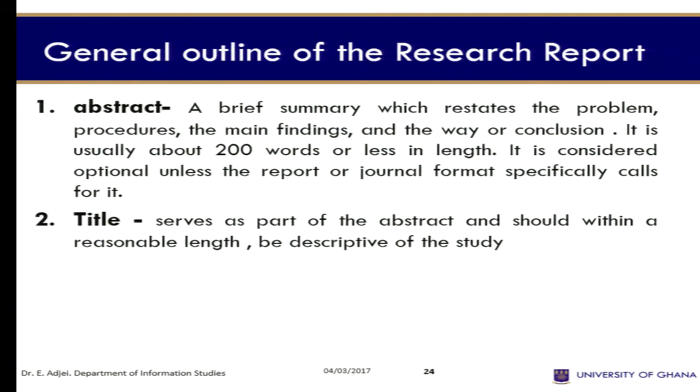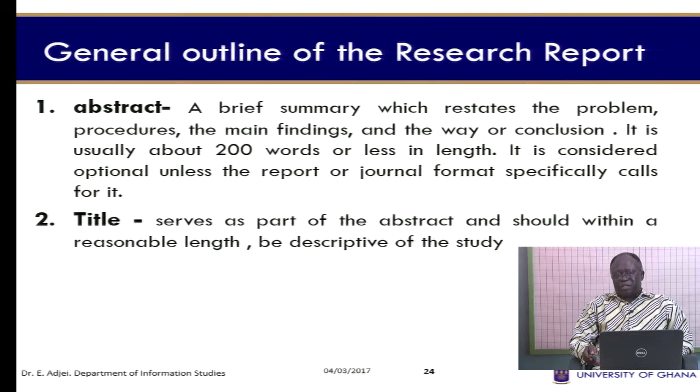First, you have the abstract. If you take any normal thesis, go and take any thesis at all, you see that on the first page, or about 2 or 3 pages, you see the abstract. The abstract is just a brief statement of the problem, the procedures, and the main findings of the research, and it normally does not exceed 200 words. And then you have also the title, which serves as part of the abstract and should be within a reasonable length, descriptive of the study.